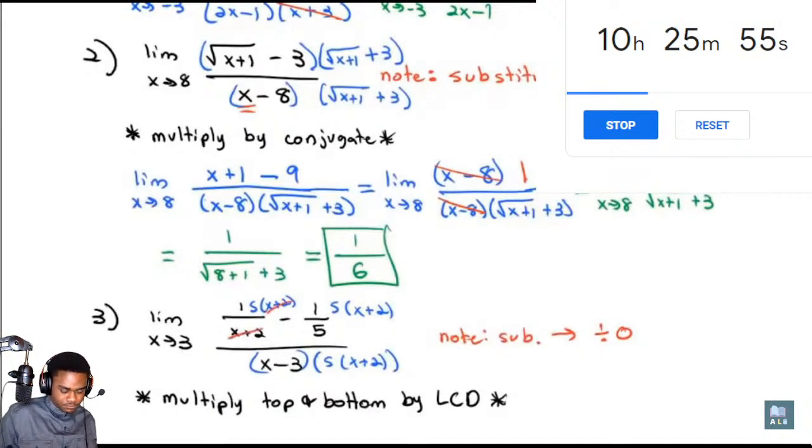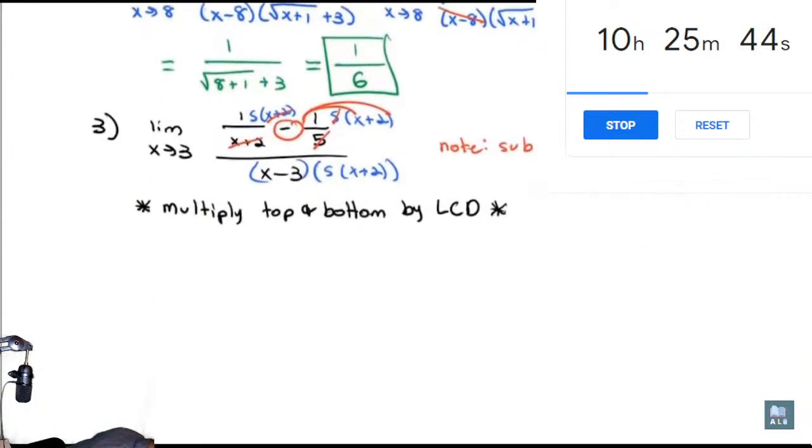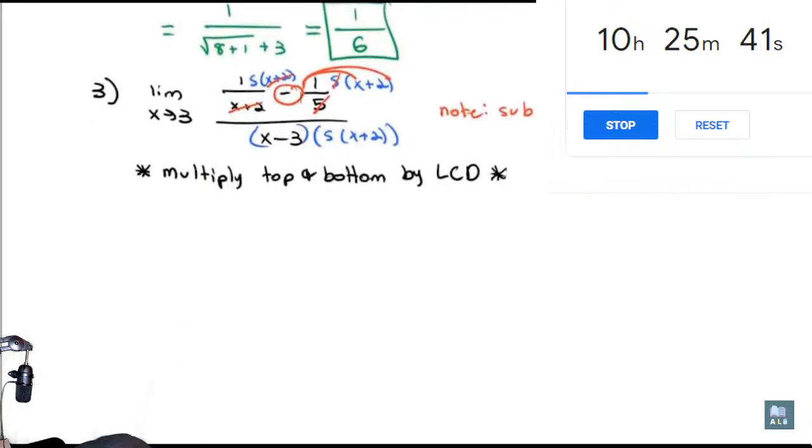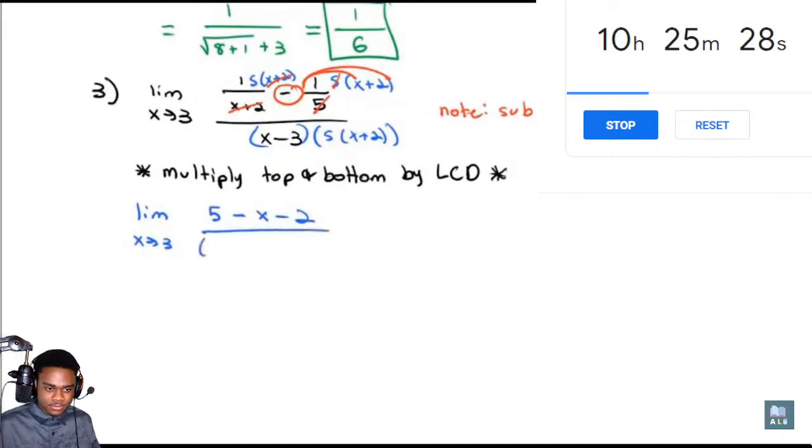When we do that, the x plus 2's and the 5's divide out. Be careful with the negative. It's going to have to distribute through the parentheses. Don't get in trouble with that negative. So now we have the limit as x goes to 3 of 5 minus x minus 2, distributing the negative all the way through, all over x minus 3 times 5 times x plus 2.